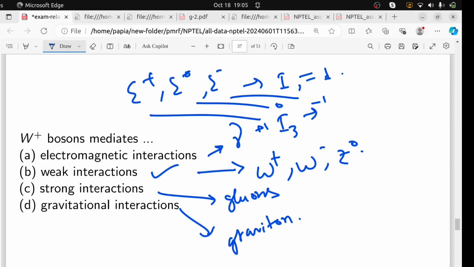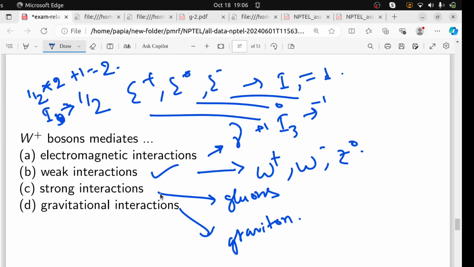Or it can be possible that they will ask, if 3 members or 2 members are there in a family, what will be the value of I3? What will be the value of I? I will be half, because 2I plus 1 is 2. So this type of question can be there. I'm just giving you an overview, that's it. So it's a simple direct question. There will be no numericals regarding these things, and it will be a straightforward question.